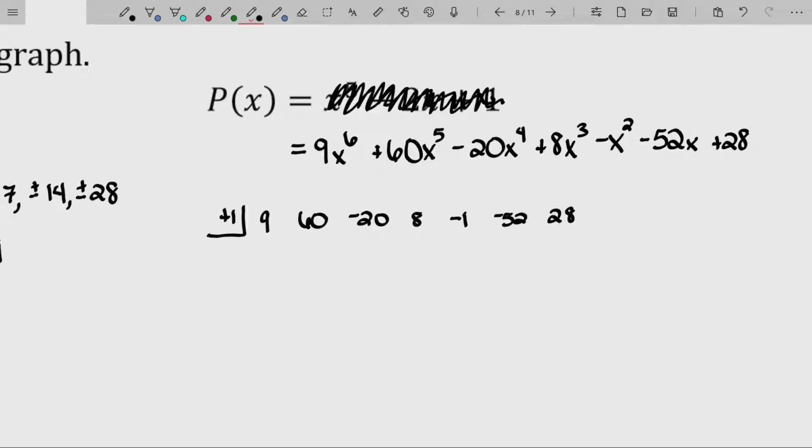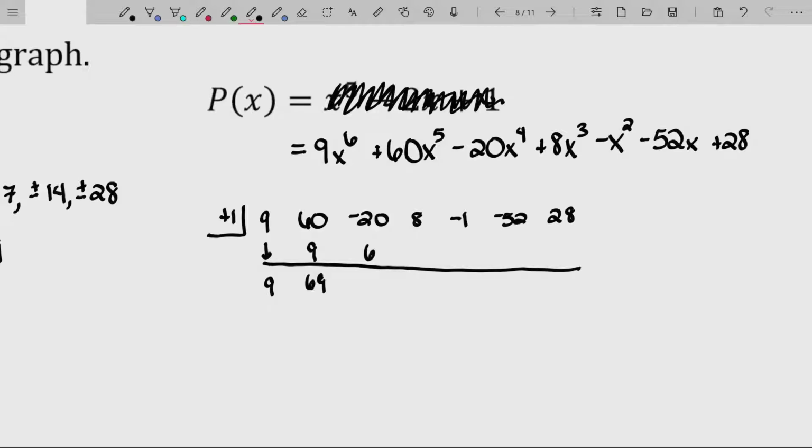Let me make sure I have everything. 9, 60, negative 28, negative 1, negative 52, and 28. And I'm not missing any powers on x. 6, 5, 4, 3, 2, and a 1. That's perfect. All right. Bring down the 9, multiply by 1, add them up.